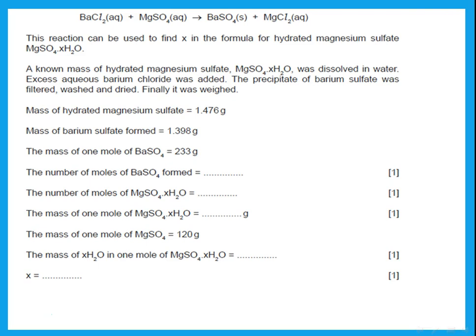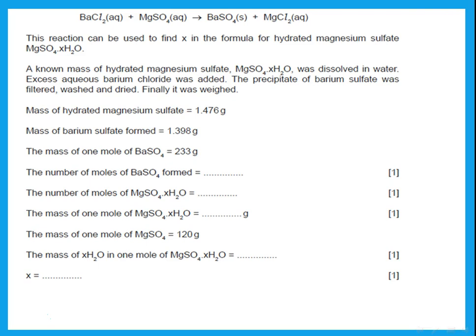So the idea is I have information about the barium sulfate formed. I can get the number of moles of barium sulfate. Based on that, I can determine the number of moles of the magnesium sulfate. And from that, I can calculate the molecular mass of MgSO4·xH2O. Do you understand what we're doing? We're trying to get the molecular mass of MgSO4·xH2O. Since I don't know what X is, I cannot calculate the molecular mass directly. So we're going to do it this way.